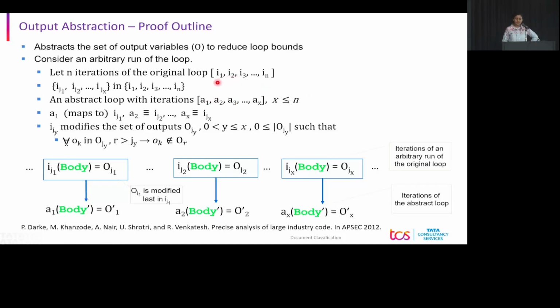So suppose there are some n iterations of the original loop. We want to map them all to some iterations of the abstract loop. And those iterations in the abstract loop are the ones which are going to generate a value of the outputs. And those outputs are as many as there are in the original loop. So that many iterations of the abstraction is what we need.